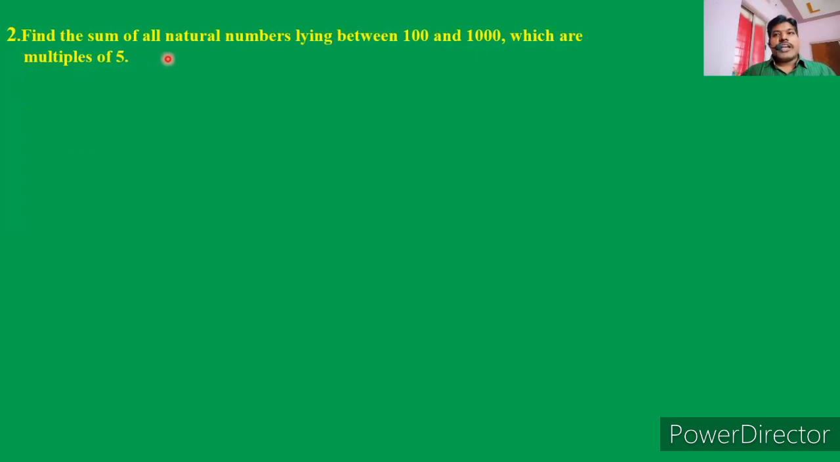So what is the condition they have given? They are asking us to take the sum of all natural numbers lying between 100 and 1000. That means don't take 100 and 1000. Lying in between, not these two. And also these numbers are multiples of 5. So don't take 100 and 1000. Why? Because lying between, you have to take only the numbers in between, not these two numbers.